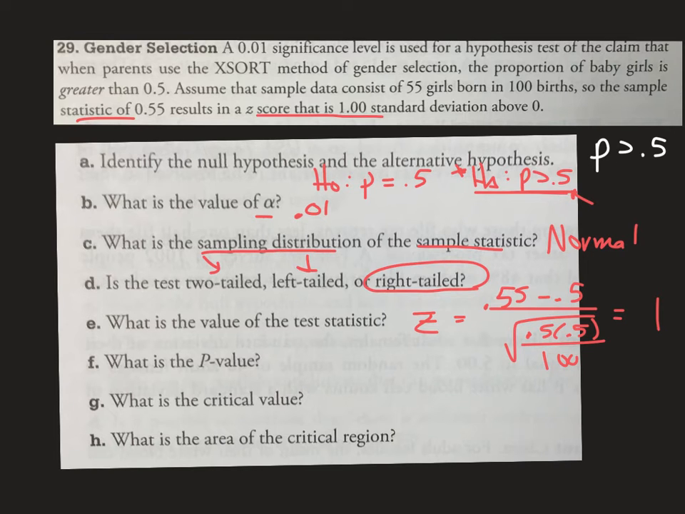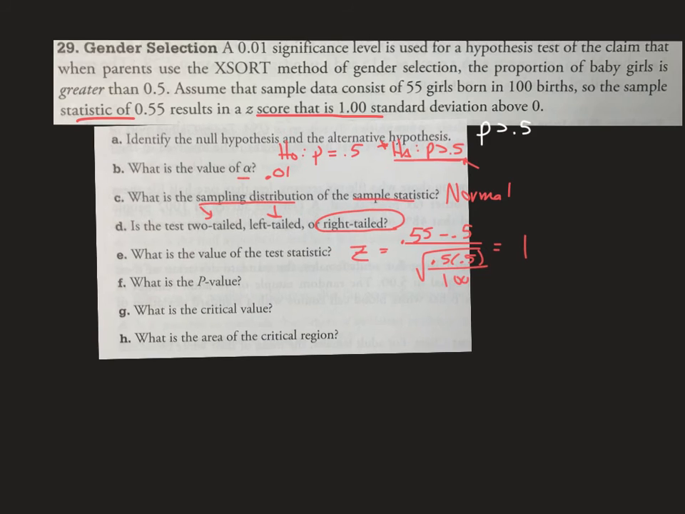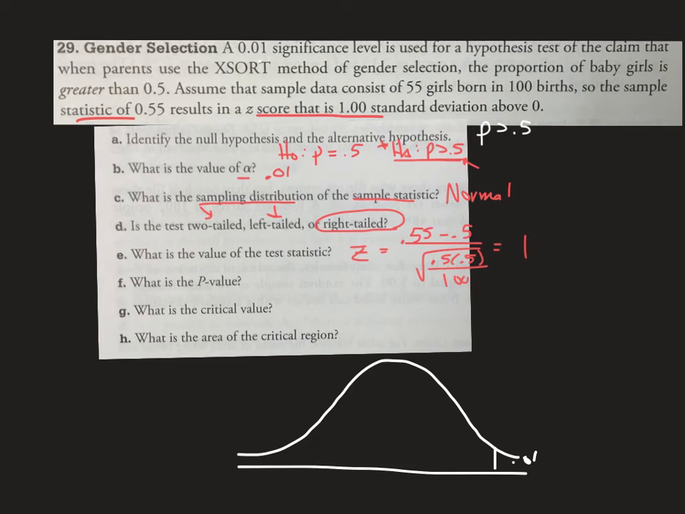Here's what I know so far. I'm going to shrink a lot of this stuff. I know I'm using normal. The normal curve looks like this, kind of. I know that my significance level is 0.01, so that's out here. That's 0.01. My test stat is 1, which is a z-score. That z-score is 1, right there. I'm going to skip F for a second.